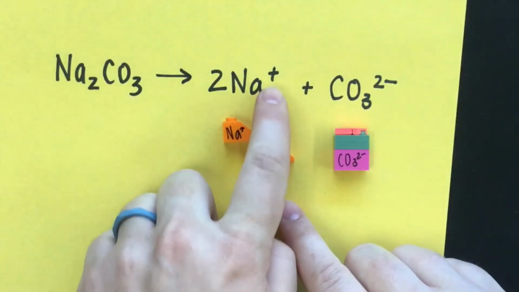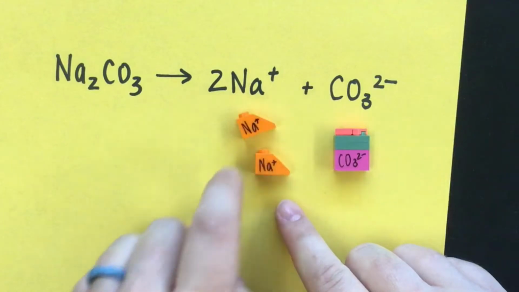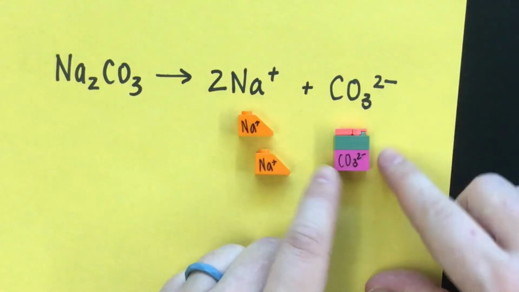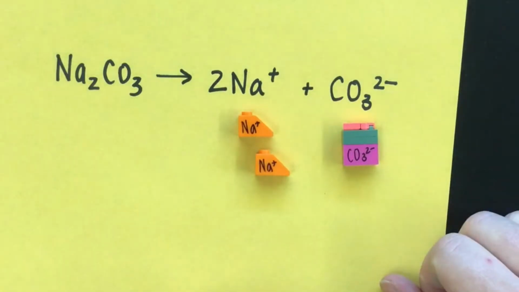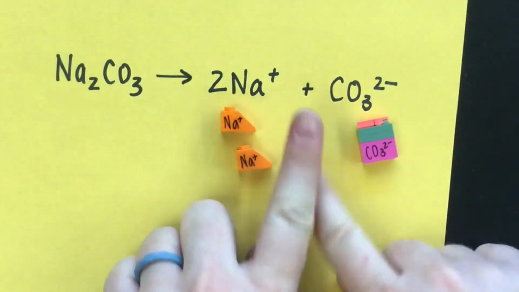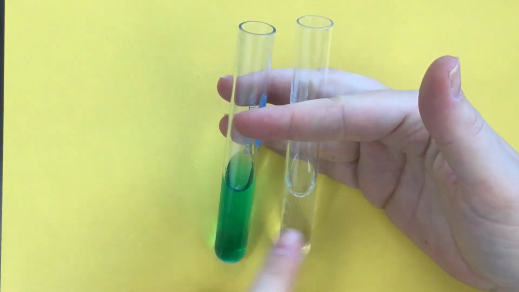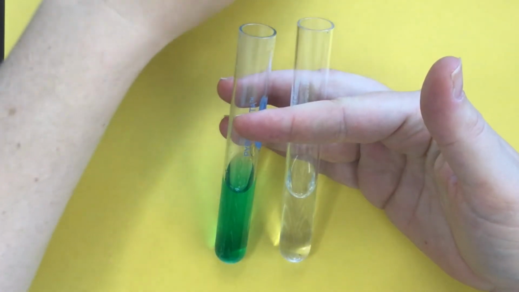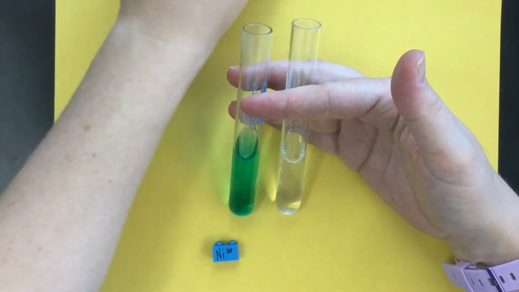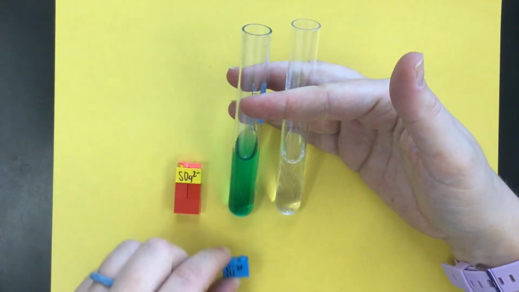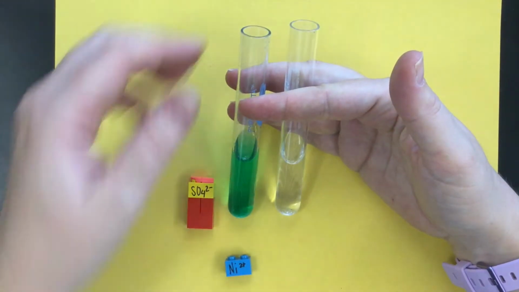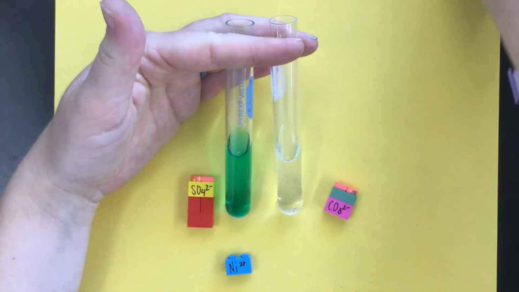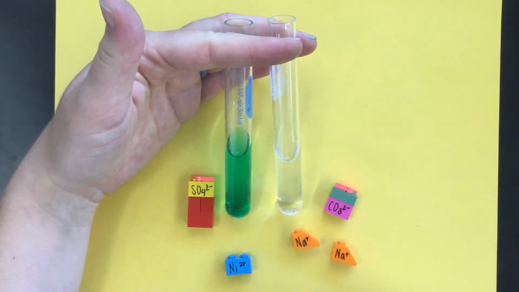Ions being their charged version, charged particles. Sodium has a plus charge because it's a metal. Carbonate has a 2- charge, it's a nonmetal. So in water, these will split apart. So now we've seen multiple ways to represent the solubility of these two salts. So again, in my test tube here, I've got nickel ions all floating around and sulfate ions all floating around. And in my other test tube, I've got carbonate ions floating around and sodium ions floating around.